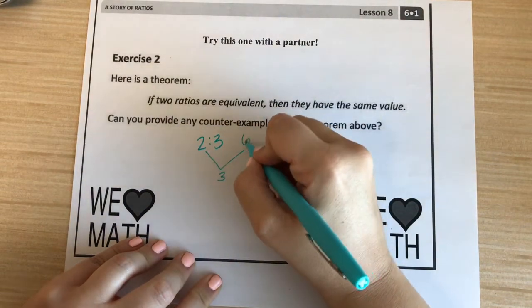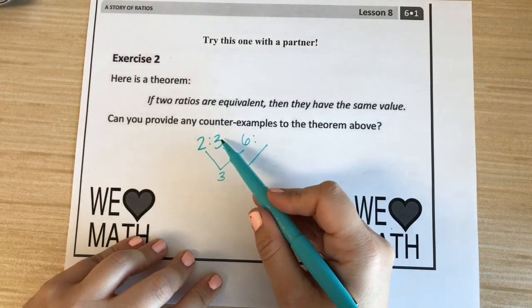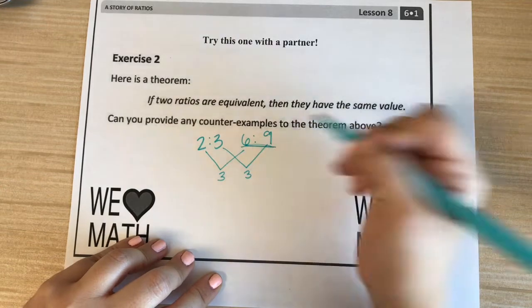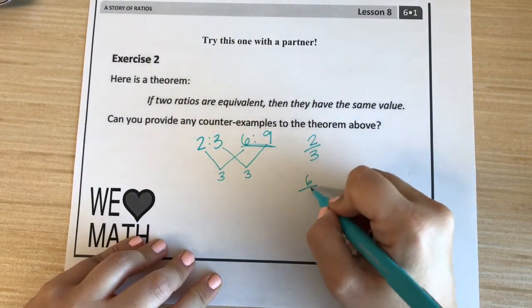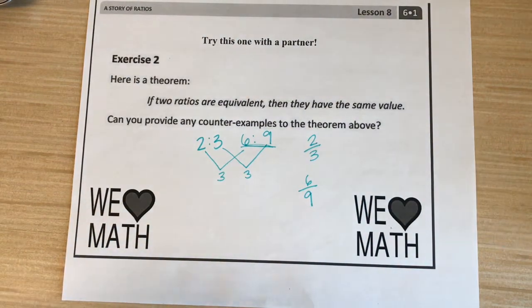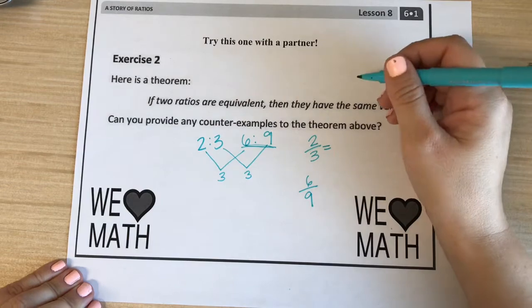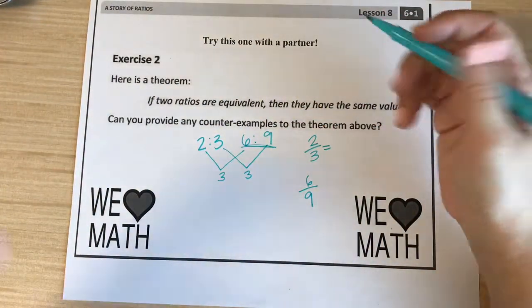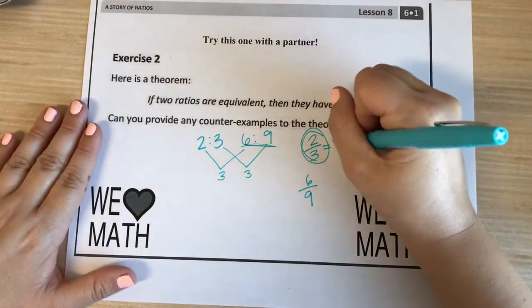2 times 3 is 6. Need to do the same C value. 3 times 3 is 9. Okay, so 6 to 9 would be equivalent. Now let's see if they share a value. 2 to 3 can't reduce down any farther. There's no factor that they both share. So 2 to 3, that's just as low as it gets. That's the value.